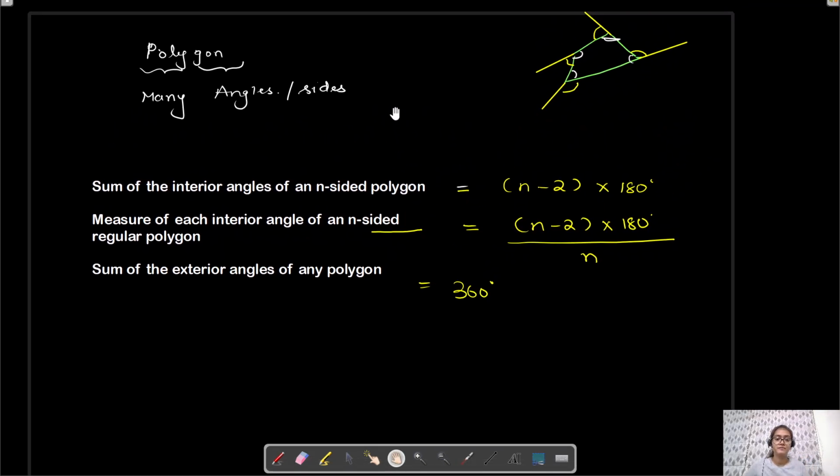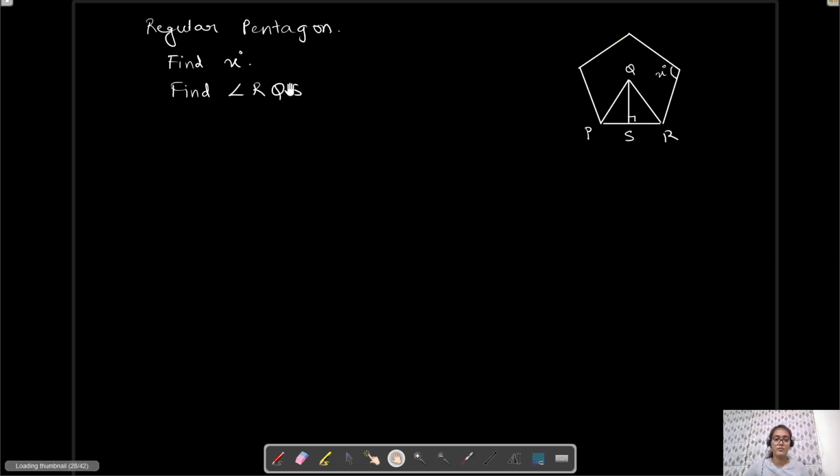Alright, now let's do a practice problem. So here we have a regular pentagon. Again, do not assume a polygon to be a regular polygon unless it is mentioned in the problem. Now this pentagon looks like it could be regular, but do not assume that it's a regular pentagon unless it's mentioned in the question. Okay, so here it's a regular pentagon. We have to find the value of x, and we have to find the value of angle RQS.